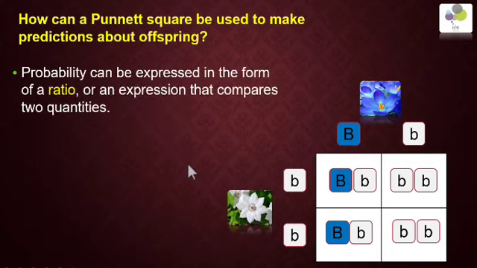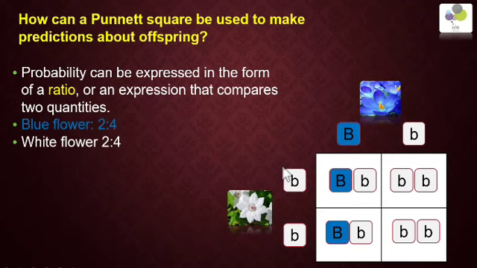We can express it in the form of a ratio. So the ratio of the blue to the total, or the ratio of the white to the total. As we can see, how many blue flowers? We have 1, 2 blue flowers to the total, which is 1, 2, 3, 4. So the blue flower is 2 to 4, and also the white flower is 2 to 4. Okay, so this is the probability in the form of a ratio.